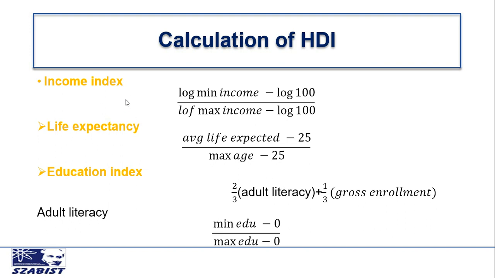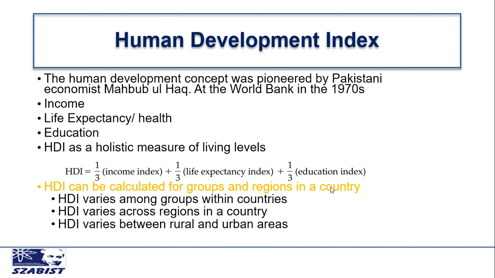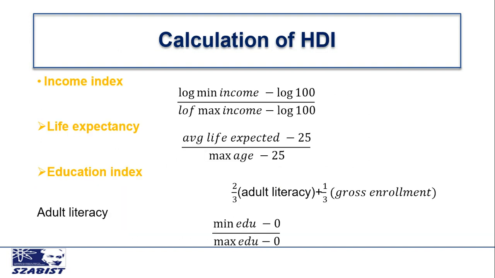After calculating each of these indexes, the income index, life expectancy index and education index, we have to put these values here again and it will give us a single numerical value for the HDI. Then we have to compare it with the ratio between 0 to 1, and if it is close to 1, then it means that particular country is highly developed, and if it is close to 0, then that particular country is less developed.